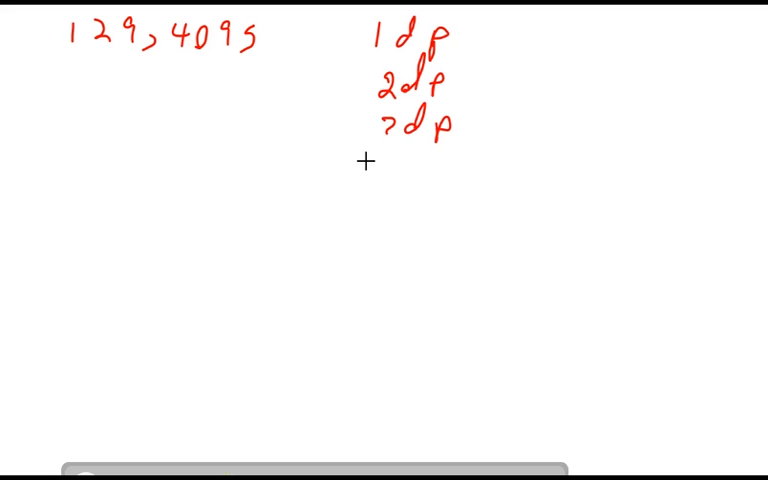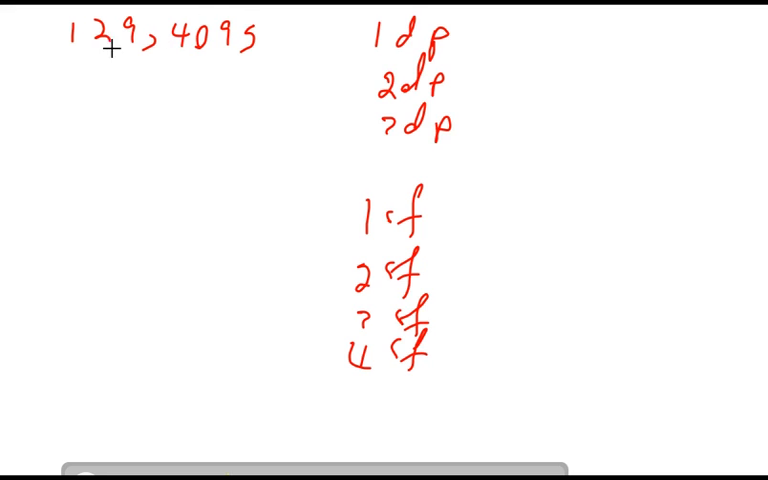Okay, let's use a different number so that we just play around with this. So this is very easy, guys. Now let's say we have 127.4095, and let's say to 1 dp, to 2 decimal places, to 3 decimal places. Okay, that's fine. Let's say to 1 significant figure, to 2 significant figures, to 3 significant figures, to 4 significant figures.